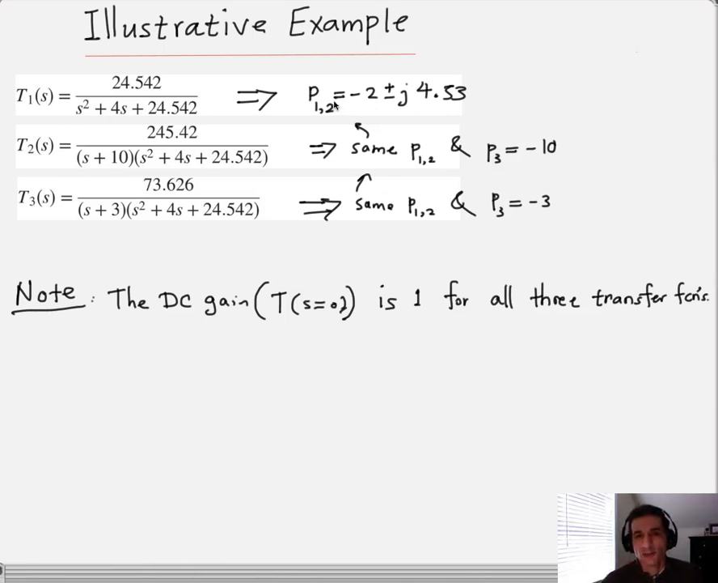So obviously, as you see, in T2, that extra pole is exactly 5 times further away compared to P1 and P2. And in T3, that extra pole is -3, which is not really 5 times further. So we should expect that a second order approximation would hold true for T2, but second order approximation is not likely going to work for T3. And that is exactly what you see in the next slide.